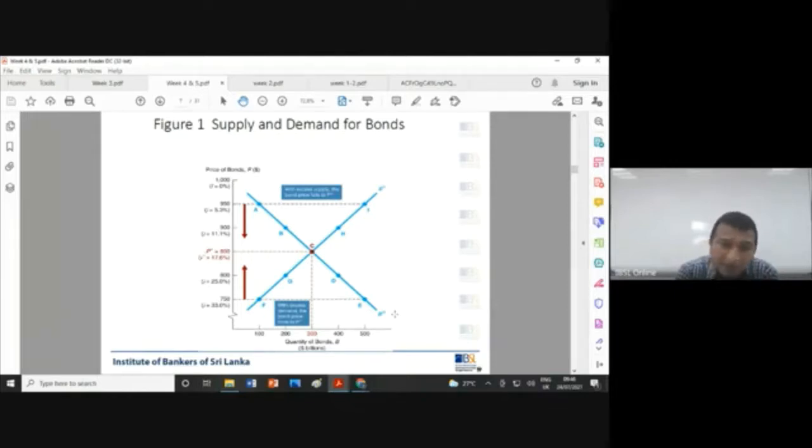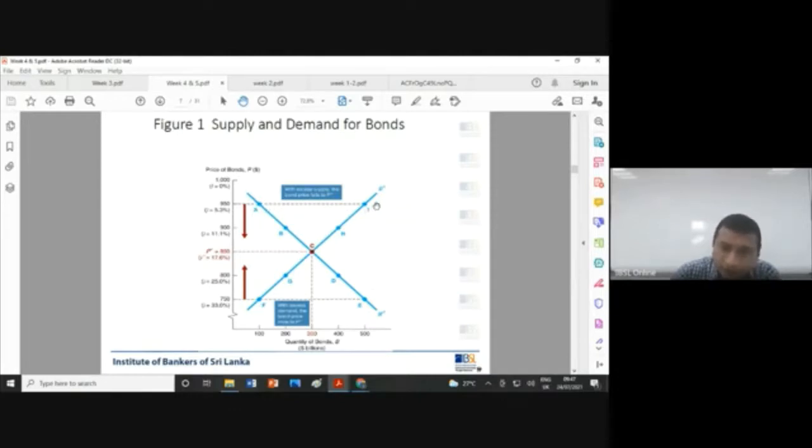On the demand side, at high prices, the return on investment is lower, so there is less demand by demanders. At low prices, the interest rate is higher, so the return is high, and more bond demanders demand bonds. So that is the bond demand curve. You see the bond demand curve is downward sloping, and the bond supply curve is upward sloping.